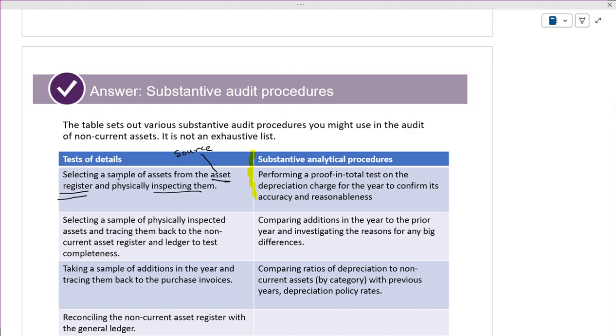What is the substantive procedure? Performing a proof in total test on the depreciation charge for the year to confirm the accuracy and reasonableness. The client has calculated depreciation. Again, what you will do is perform a proof in total test. You will recalculate the depreciation charge, only to confirm its accuracy and reasonableness.